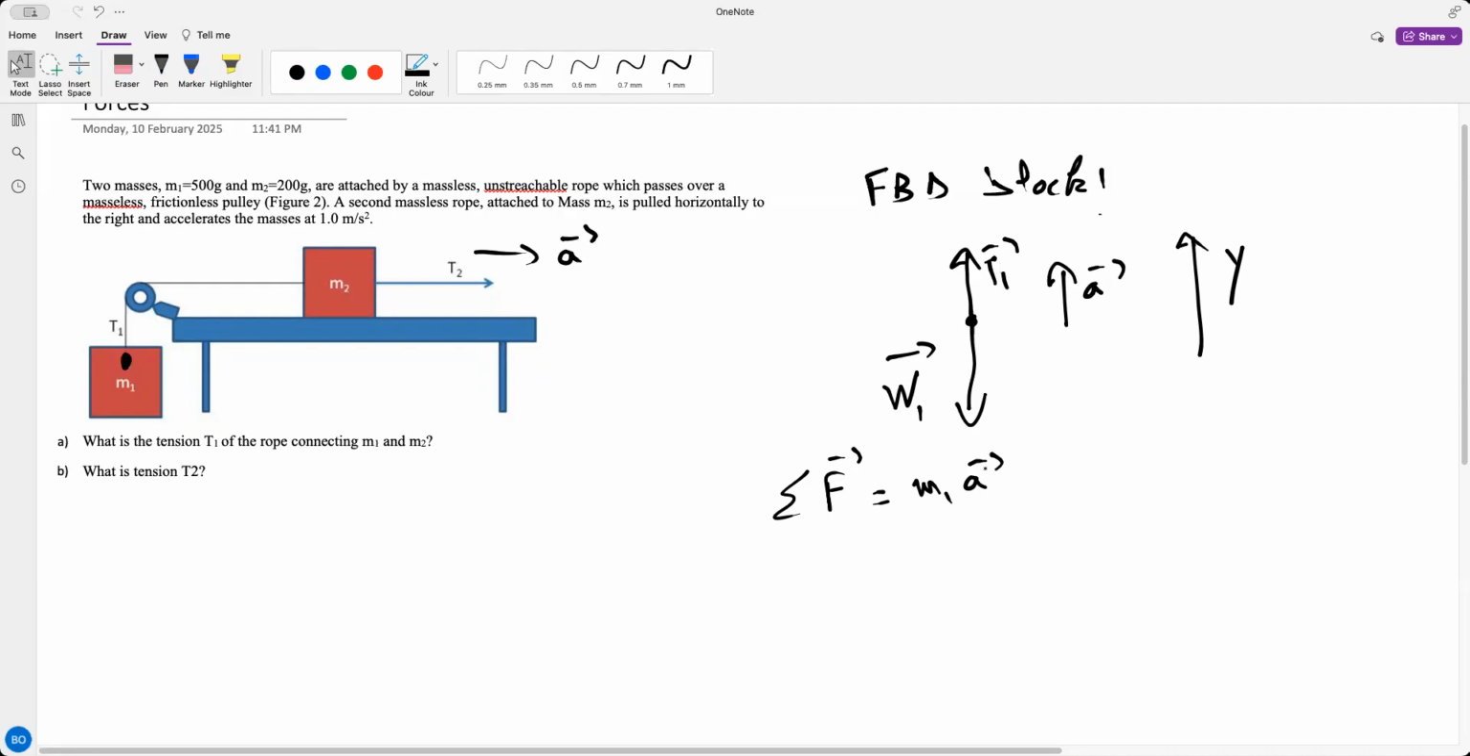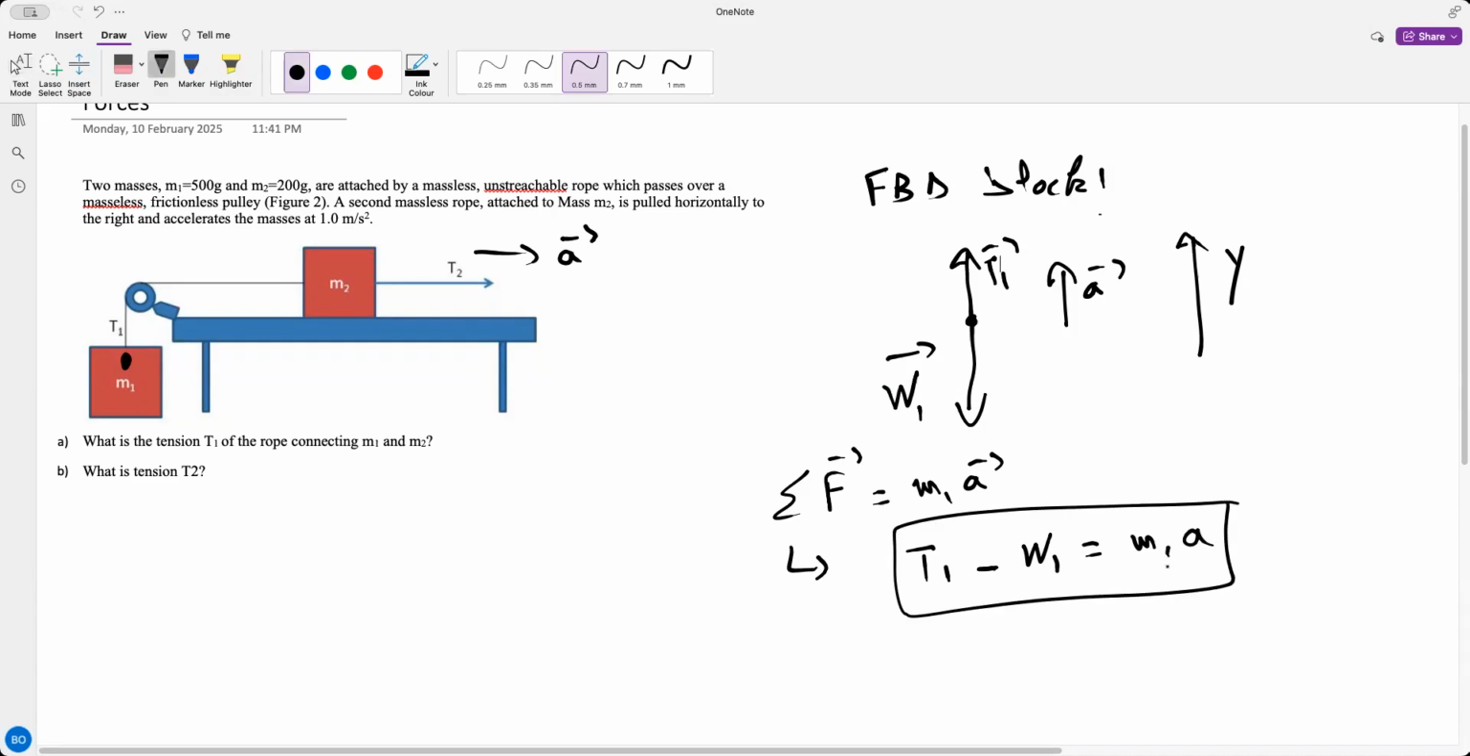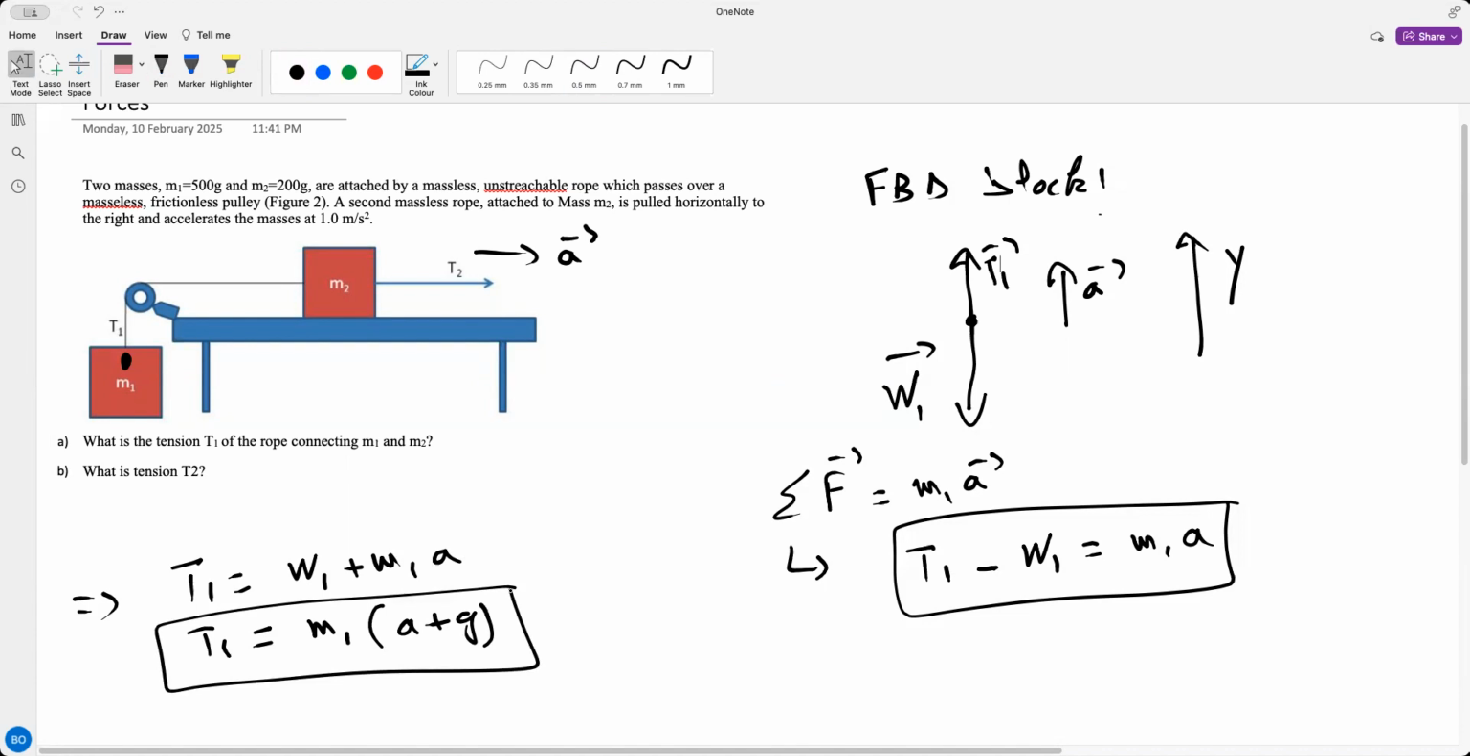There is only a projection along the y-axis, because for object m1 there is no motion along the x-axis. So you can easily see that the projection along the y-axis gives us T1, which is in the same direction as the positive side of the y-axis, minus W1 is equal to m1a. Okay, a is positive because its projection is positive, since a is in the same direction as the positive direction of the y-axis. So this gives me T1 is equal to this, and we know that W1 is m1g, so it's m1 times (a plus g), and we have everything.